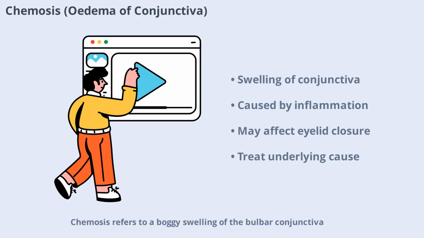Chemosis refers to a boggy swelling of the bulbar conjunctiva, the clear tissue covering the white part of the eye. It can result from acute inflammation, obstruction to blood circulation, or abnormal blood conditions. The swelling can be uncomfortable and may interfere with eyelid closure. Identifying and treating the underlying cause is essential for resolving chemosis.